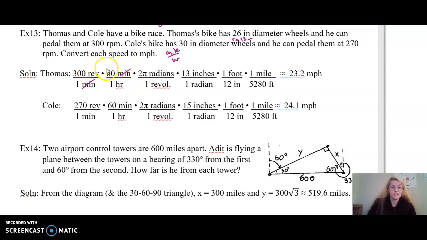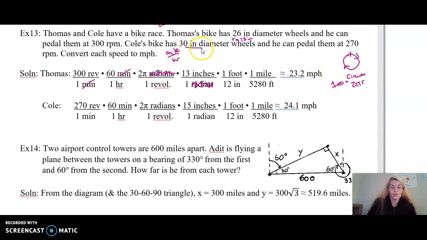Now I need to convert revolutions to miles. So first, revolutions to a single distance, right? We did this already in the last video. To go from here all the way around, that's my circumference, which is 2 pi r. So 1 revolution is 2 pi r, 13 inches, right? So 1 revolution would be this. And so converting from inches to feet and feet to miles, multiply it all out in your calculator, you're going to get about 23.2 miles per hour.